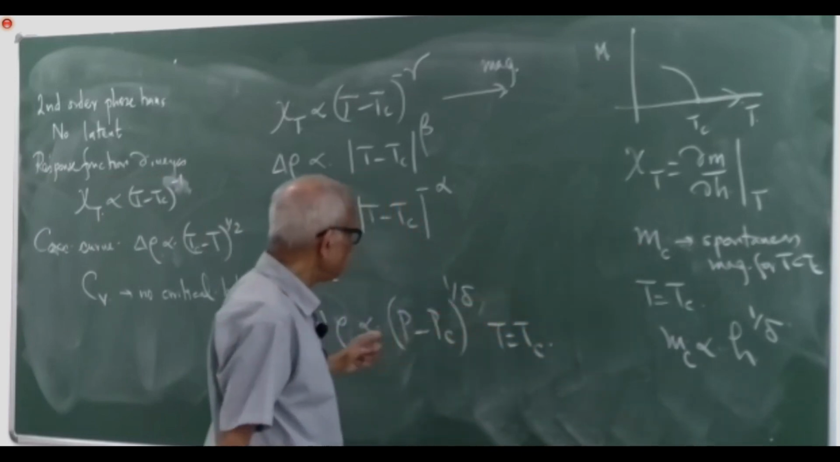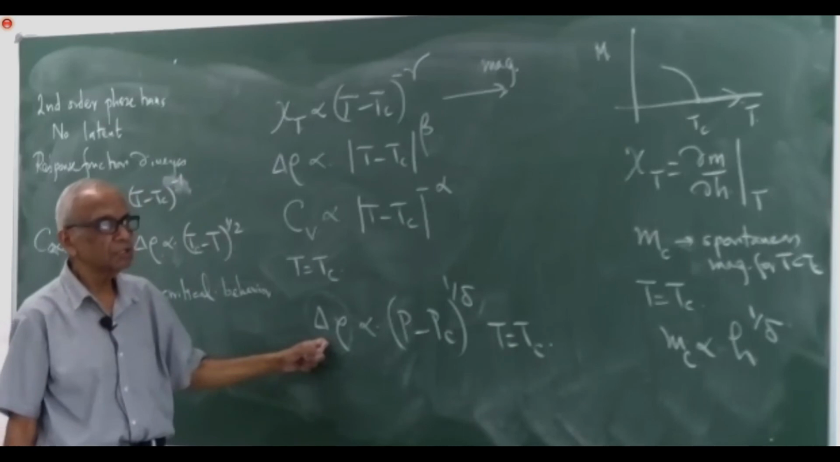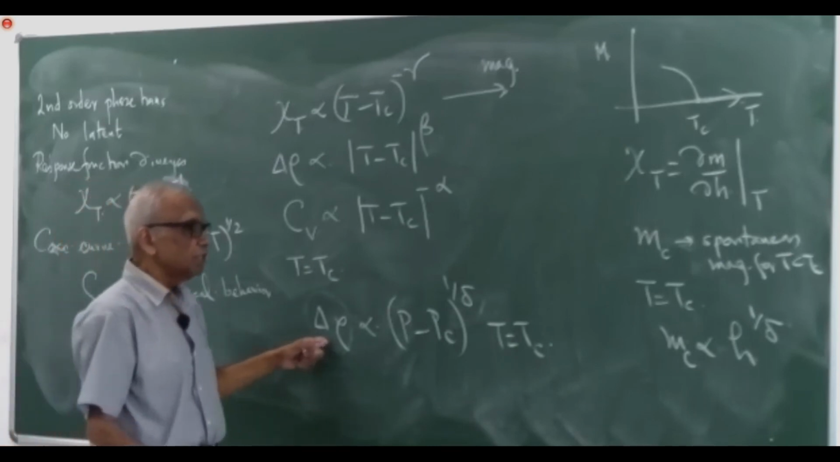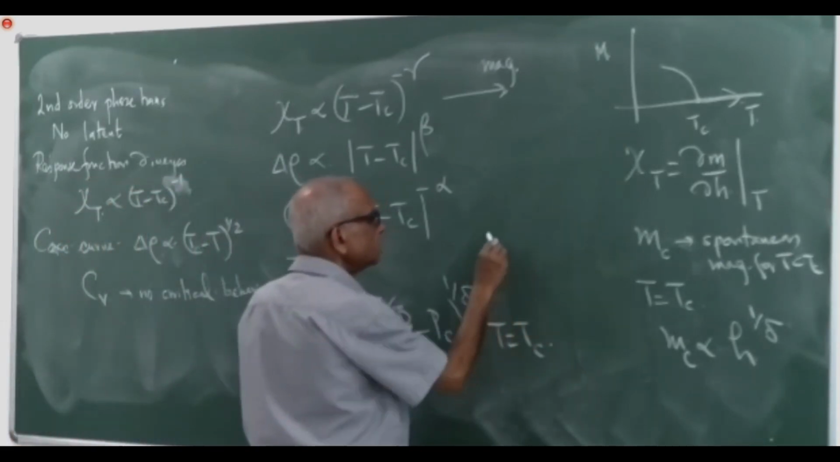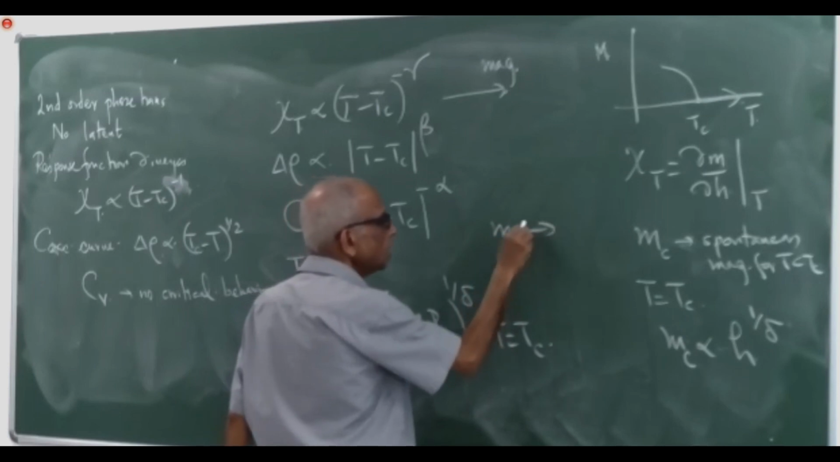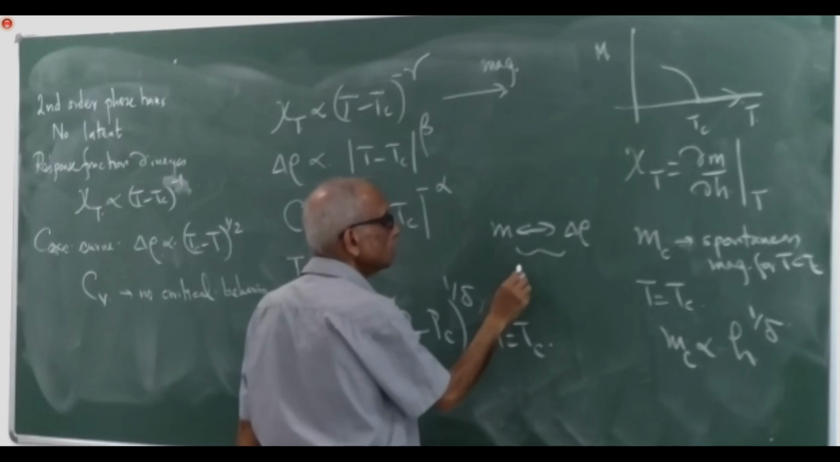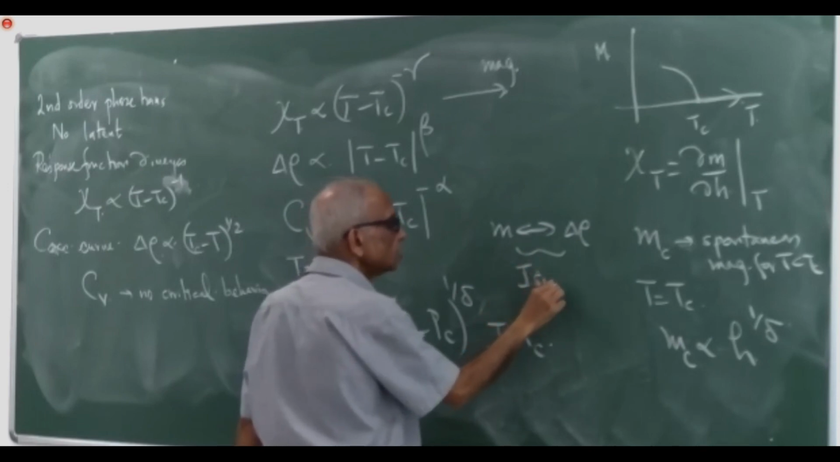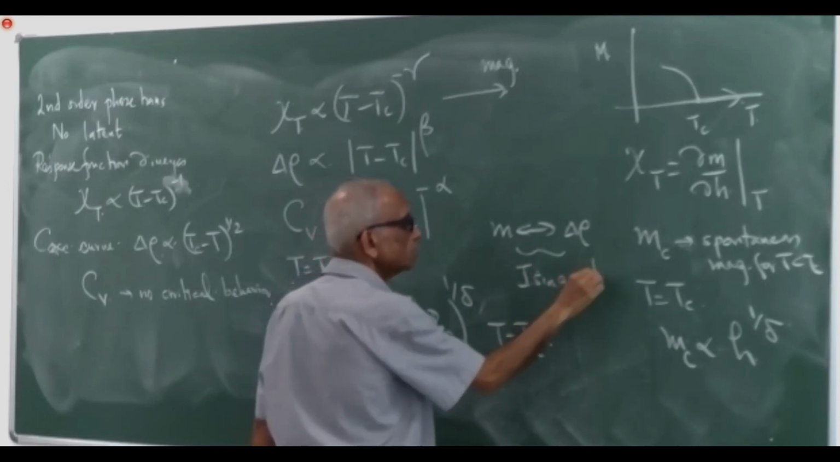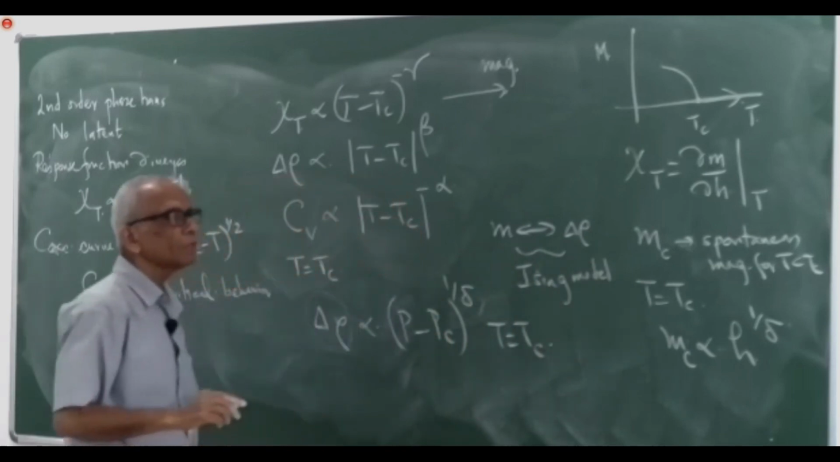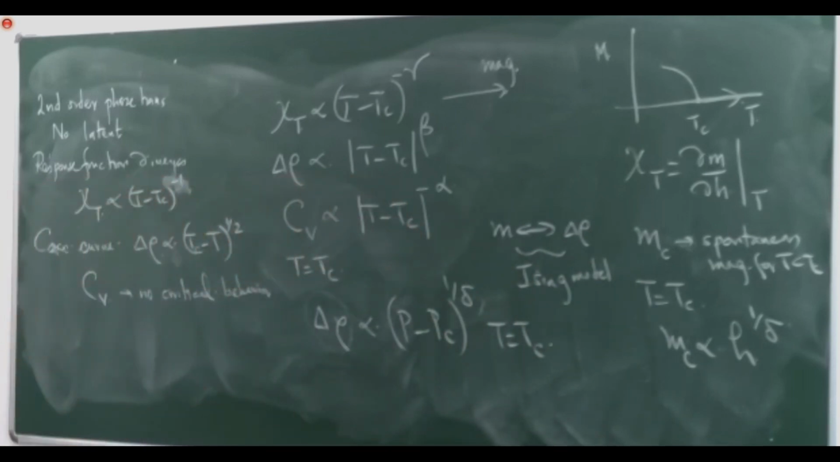in that case M is completely analogous to delta rho. So the M and delta rho are analogous if it is an Ising model for magnets. Ising spins only point up or point down, so the density, delta rho, can only be plus or minus.